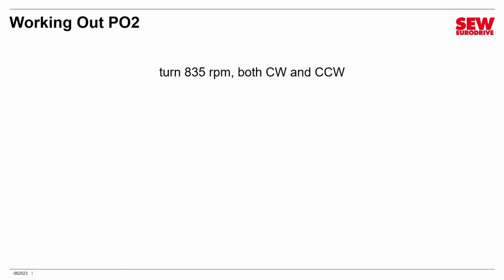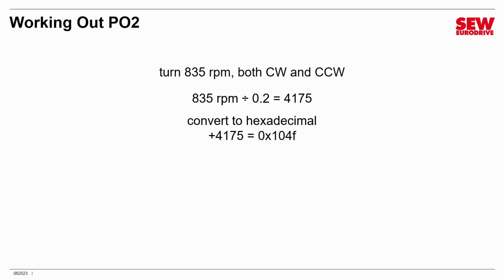This tells our MOVIMOT how fast to rotate. We're supposed to turn at 835 RPM, both clockwise and counterclockwise. Since we're in RPM mode, what we're going to do is simply take 835, divide by 0.2. That gives us the number 4,175. We're going to convert this to hexadecimal. So if we convert positive 4,175, that is hexadecimal 104F. That's clockwise. And then negative 4,175 is hexadecimal EFB1. So if we send one of these values in PO2, we should get the desired speed and direction of rotation.